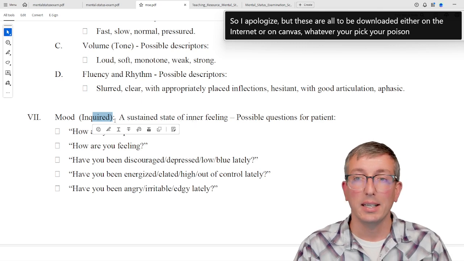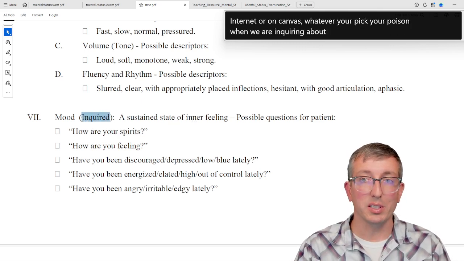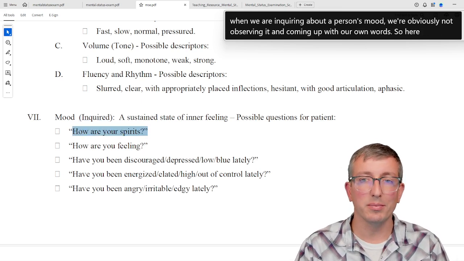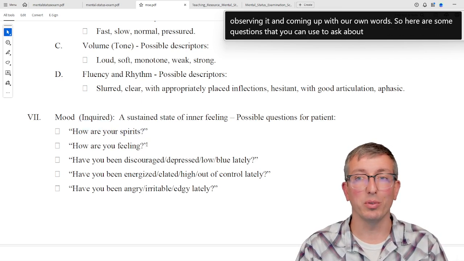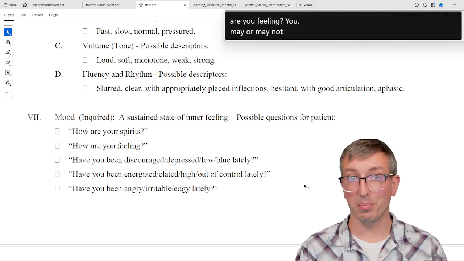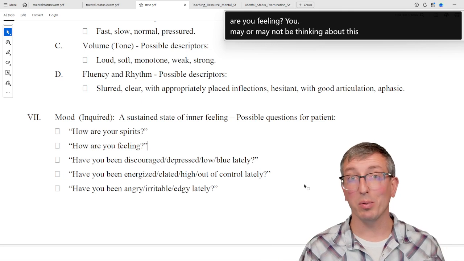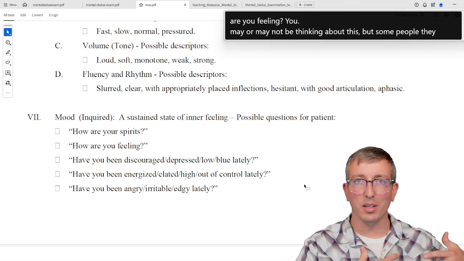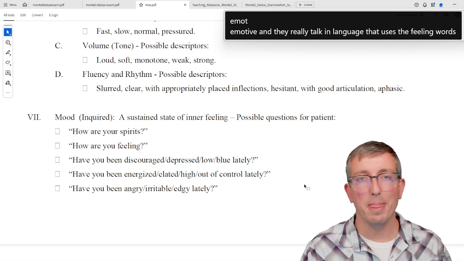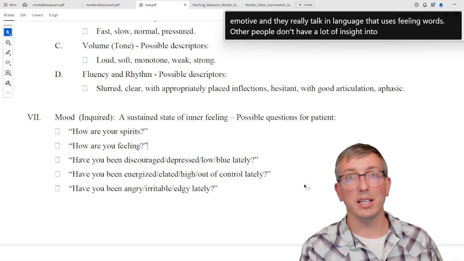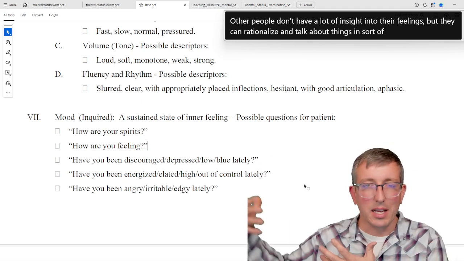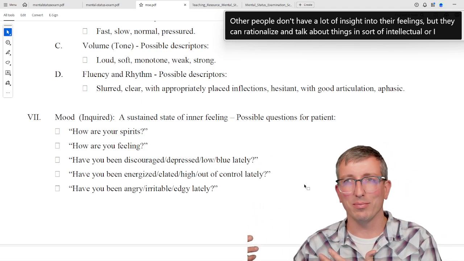When we are inquiring about a person's mood, we're obviously not observing it and coming up with our own words. So here are some questions that you can use to ask about mood, other than just how are you feeling. You may or may not be thinking about this, but some people are emotive and they really talk in language that uses feeling words. Other people don't have a lot of insight into their feelings, but they can rationalize and talk about things in sort of intellectual or rational terms.